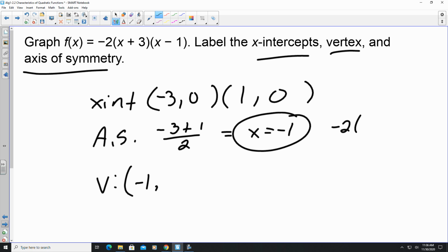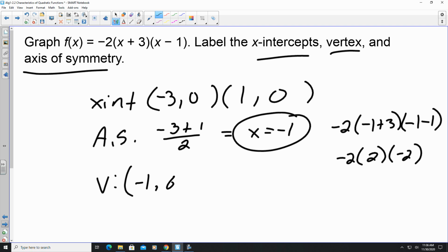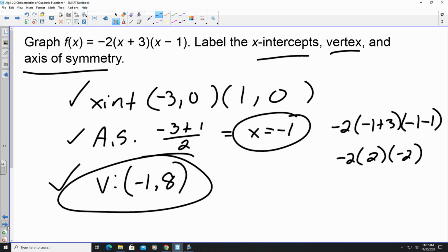So I get -2 times (-1 plus 3) times (-1 minus 1). So now I get -2 times 2, which is from -1 plus 3. And over here I get -1 minus 1, which is -2. So -2 times 2 times -2 is +8. So I have my x-intercepts. Good. Check it off. (-3, 0) and (1, 0). Axis of symmetry is x equals -1. And I got my vertex, so I found all three things that they're looking for.